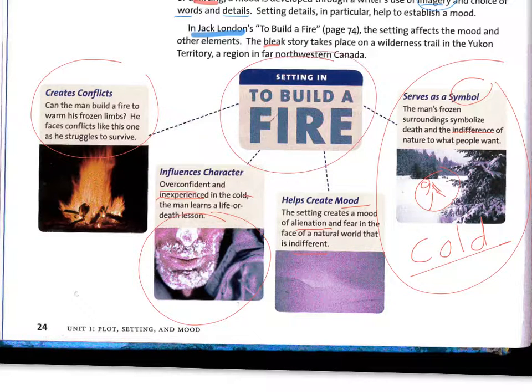So all of that comes from the fact that the story takes place in a frozen wilderness where the main character has to be alone, and it's figure it out or die. You make a fire or you're dead. Okay. Next page.